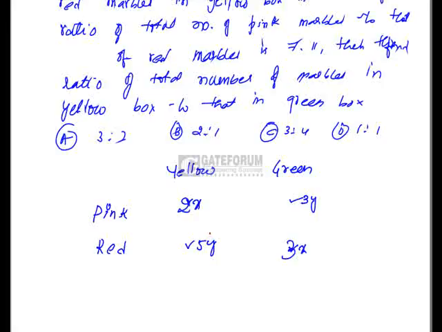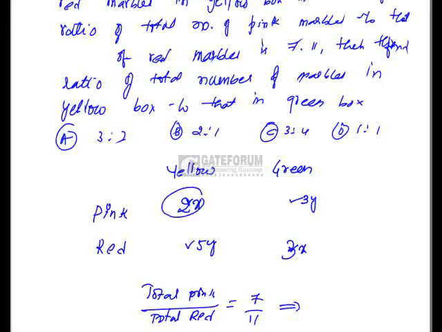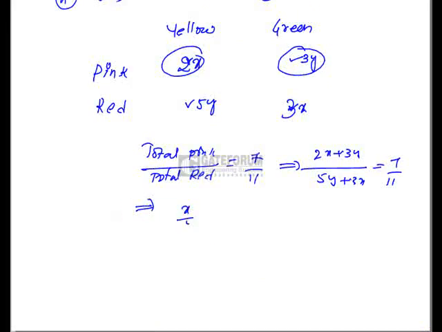The ratio of total number of pink marbles to that of red marbles is given as 7 by 11. Now we have to find the ratio of total number of marbles in yellow box to that in green box. So let us find the relation between x and y. So how many pink marbles are there? 2x plus 3y. And how about the red ones? 5y plus 3x, and the ratio is given as 7 by 11. If I simplify this, you'll get the ratio of x and y as 2 by 1, that is 2:1 ratio.